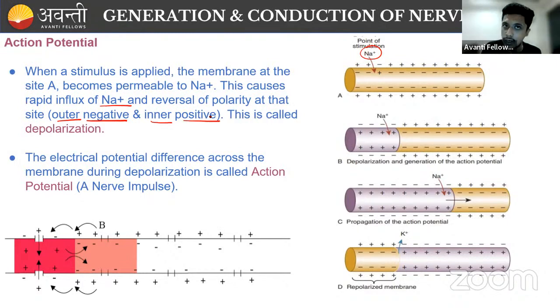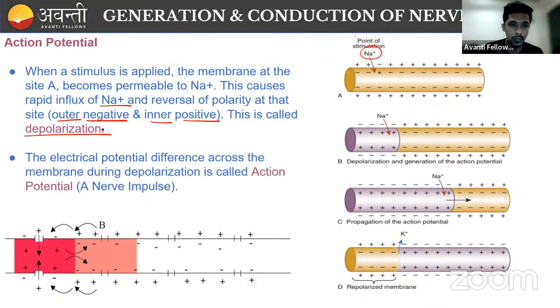Once the stimulus is created, it will induce these ion channels to allow the permeability of sodium ions from outside to inside, along with some of the proteins which are positively charged. As the rush of the sodium ions and positive proteins moves into the cell, the reversal of polarity takes place. The outside will become negative, the inner side will become more positive. And this process is called depolarization.